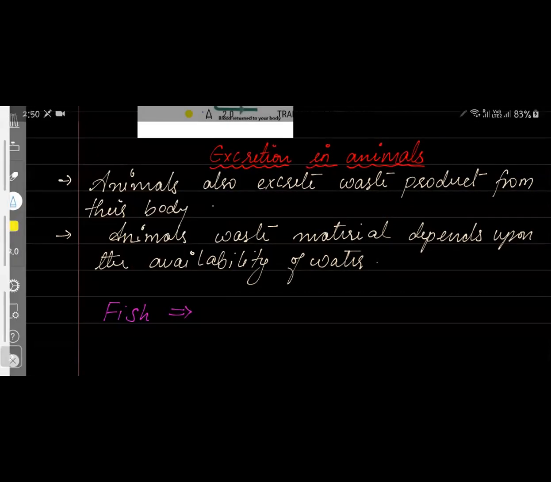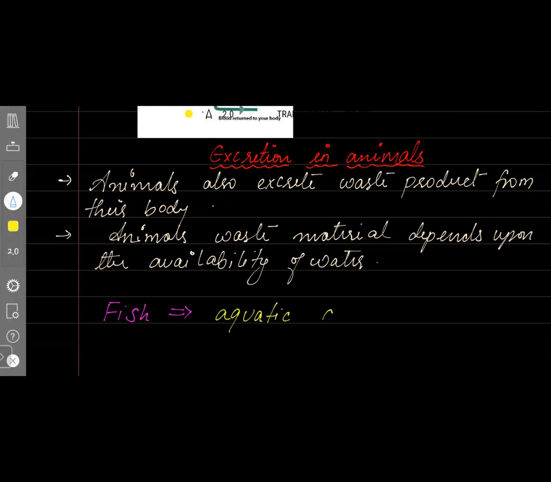Fish live in water. It is an aquatic animal. So they will excrete ammonia. When they excrete ammonia, this ammonia is in the gaseous form, which directly gets dissolved in the water. If this ammonia were present on land, we would inhale the ammonia and die. Ammonia is a poisonous gas, highly poisonous.